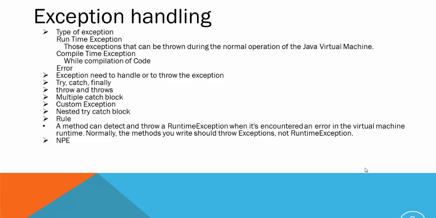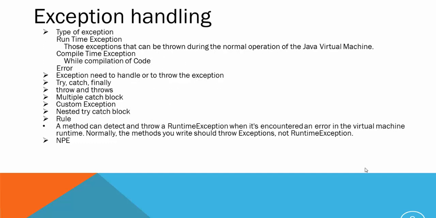Then we will take a look at null pointer exception, NPE. Null pointer exception is the exception which occurs when we try to access some methods or variables on a reference which is null.